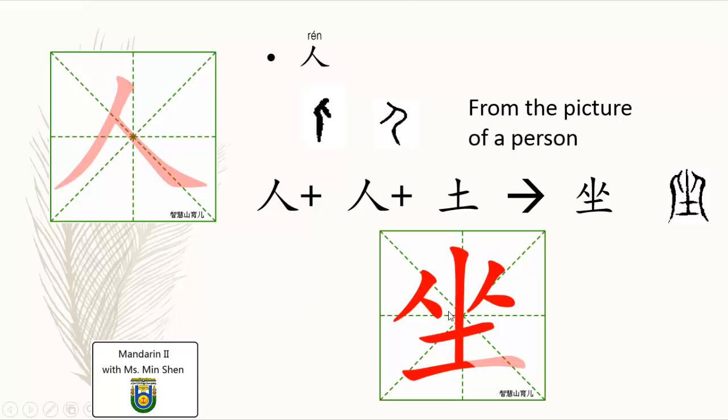And please pay attention, once you want to write a combined character, the form of 人 changes a little bit. This stroke 捺 is no longer a full 捺. It becomes a dot only, right? So this is the combined character of 坐, 请坐, please sit down.